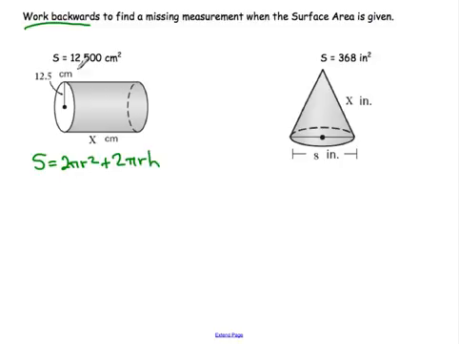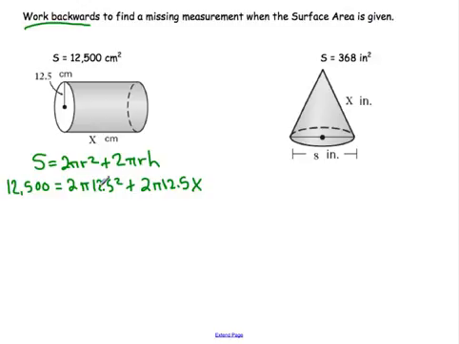We're given the surface area is 12,500, a very large number. That equals 2 times pi. My radius is 12.5 squared. And this would be plus 2 times pi times 12.5 times my height between my circles, which is actually x. I'm going to simplify this one step, just kind of in between. I'll take this 12.5 and I'll square it. I'll take the 2 and I'll multiply it by the pi.